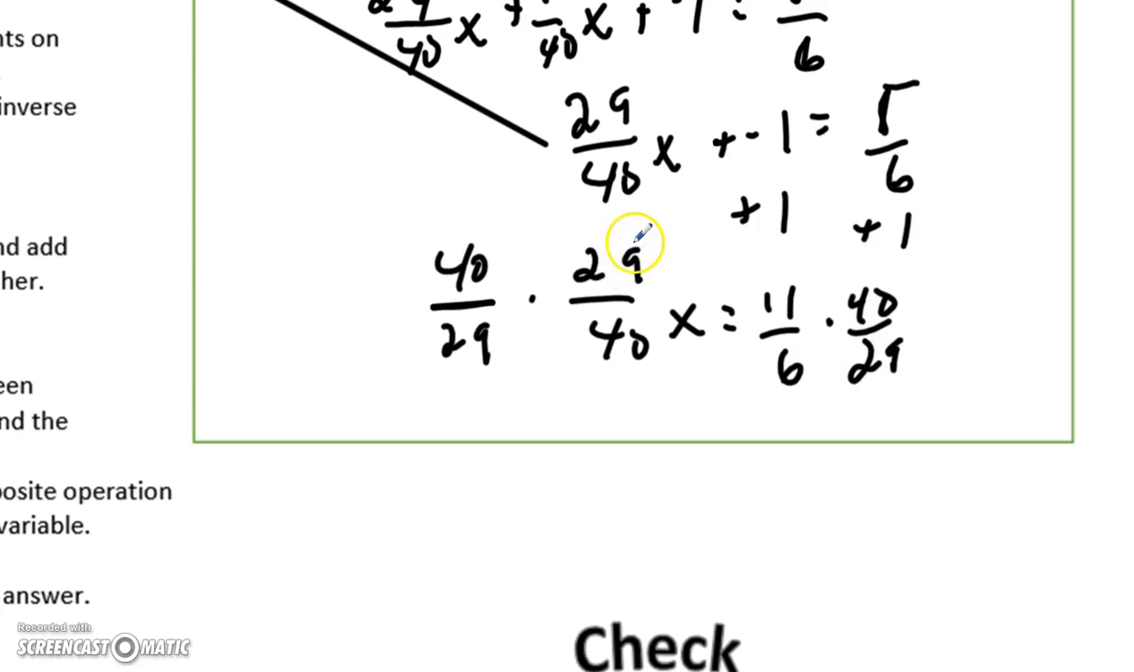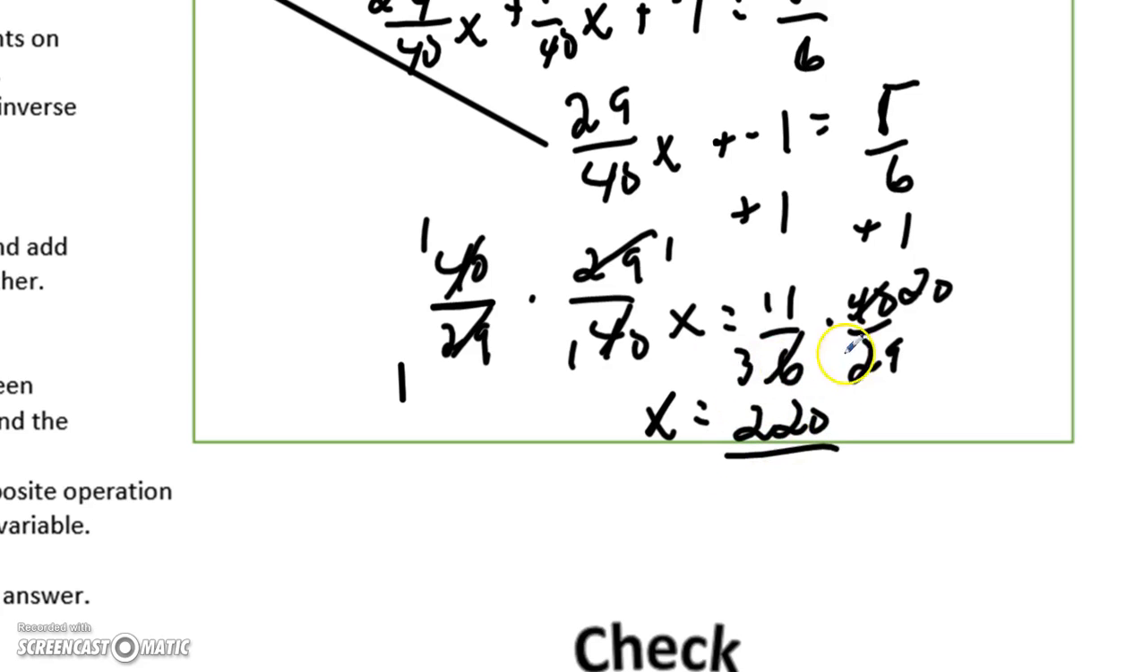And on the left side, 29 divided by 29 is 1. The 40s would also cancel, so I am left with just x on the left side. On the right side, I can see that 6 and 40 can both be divided by 2. So 11 times 20 is 220, and 3 times 29 is 87. So I believe my answer is 220 over 87.